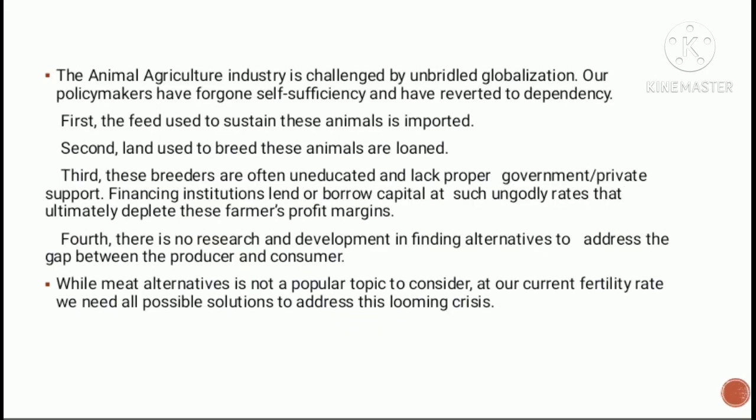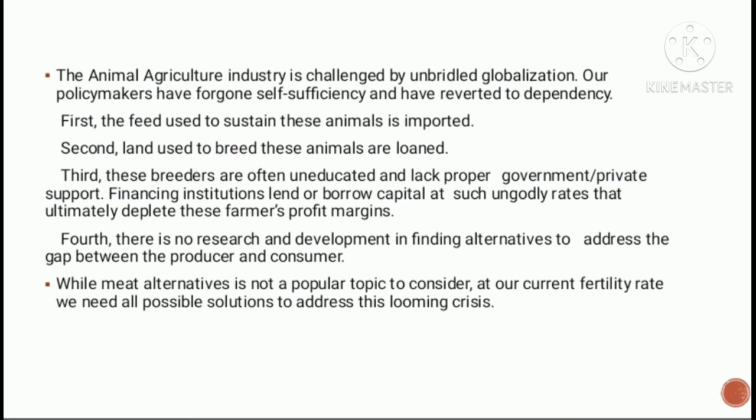The animal agriculture industry is challenged by unbridled globalization. Our policymakers have forgone self-sufficiency and have reverted to dependency. First, the feed used to sustain these animals is imported. Second, land used to breed these animals is loaned. Third, these breeders are often uneducated and lack proper government or private support.